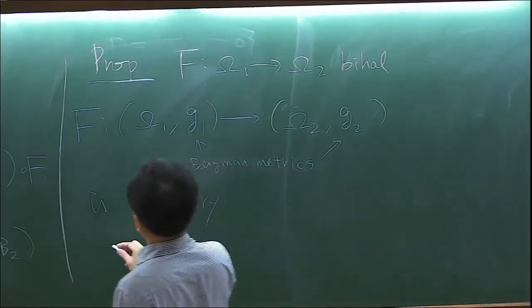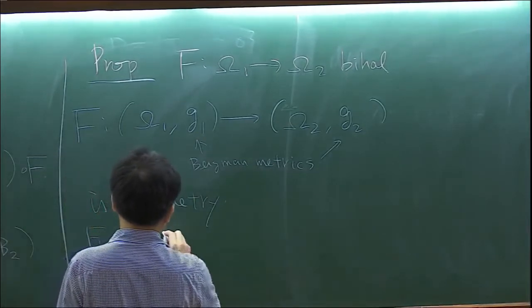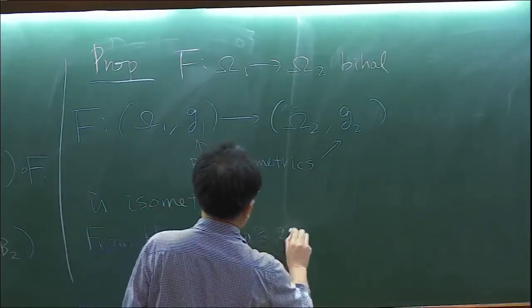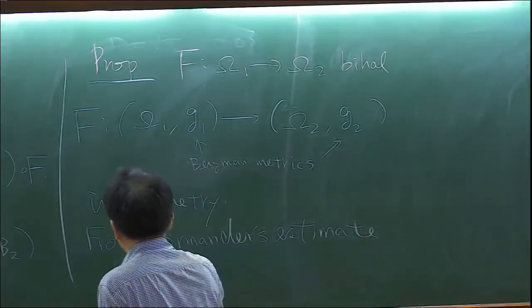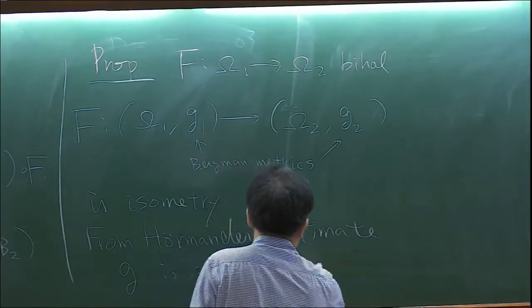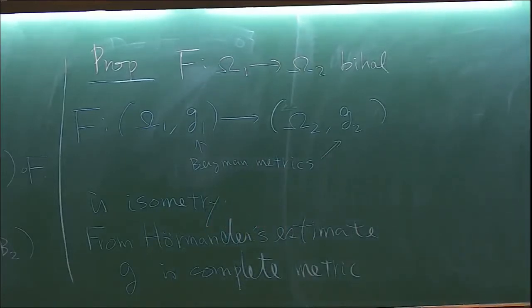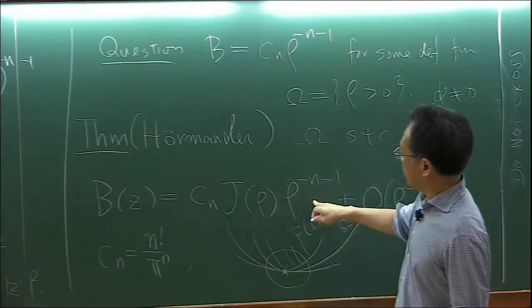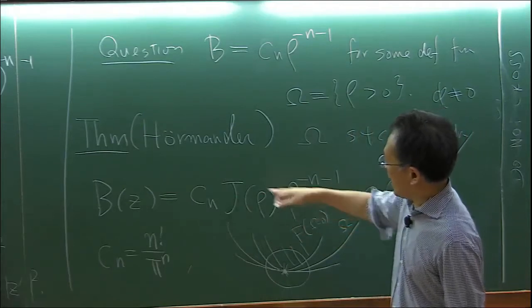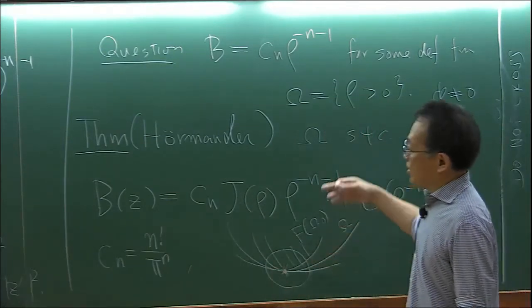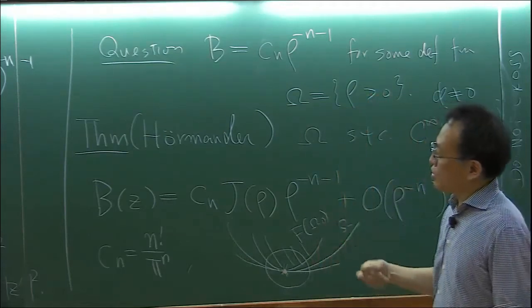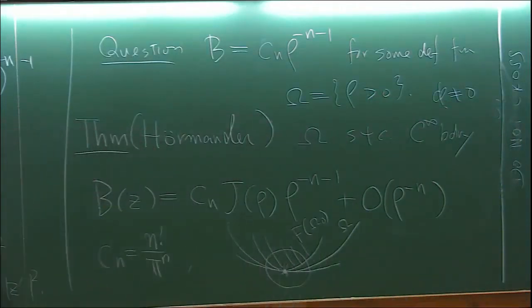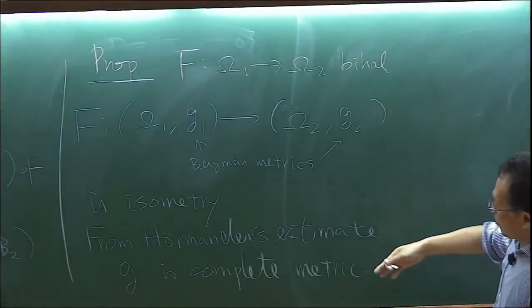And also, from the Hörmander estimate, G is complete. If this is strictly pseudoconvex, this J is always positive on the boundary. So we know this is just taking log of rho minus a factor, so the log of rho diverges to negative infinity. So applying DD bar gives a complete Kähler metric. So this gives a nice translation of biholomorphic geometry into Kähler geometry, which is complete.